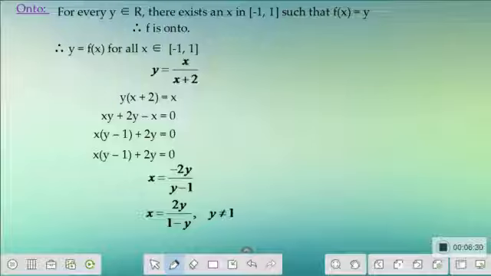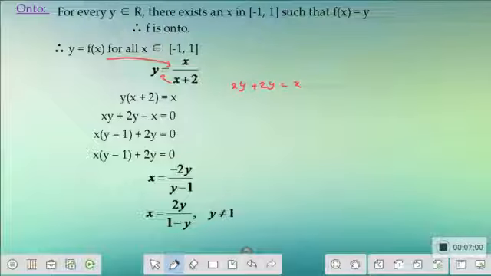Now since f is onto, we'll have f of x is equal to y. That means your f of x is nothing but x by x plus 2. So this is by the definition. So we'll say y is equal to x by x plus 2, from which we'll get the value of x. As we do the cross multiplication, we'll have y into x plus 2 equal to x. When we multiply, you can see the process here: xy plus 2y equal to x.